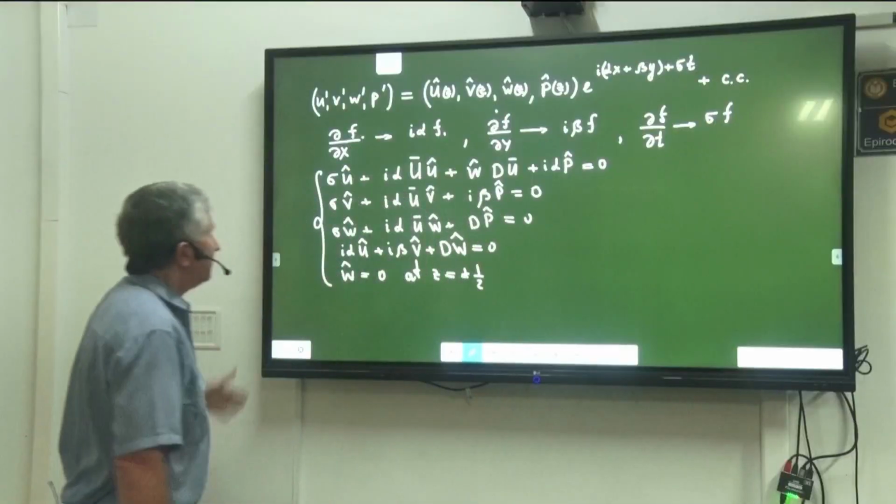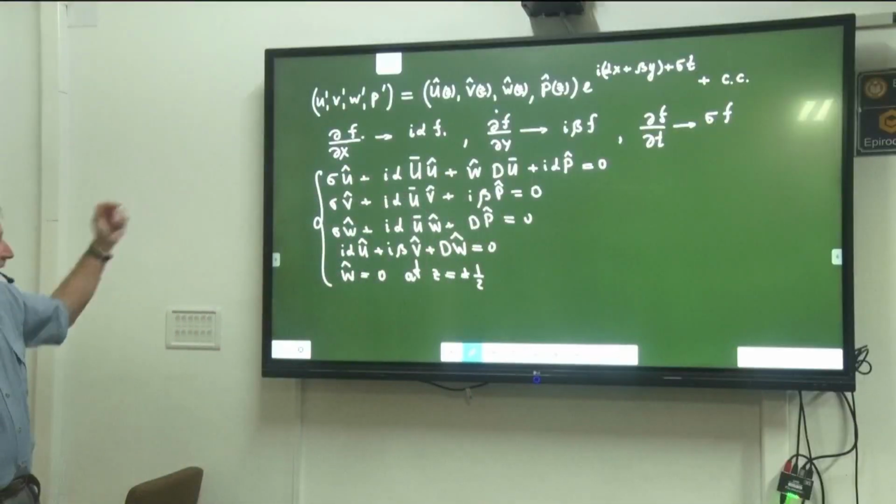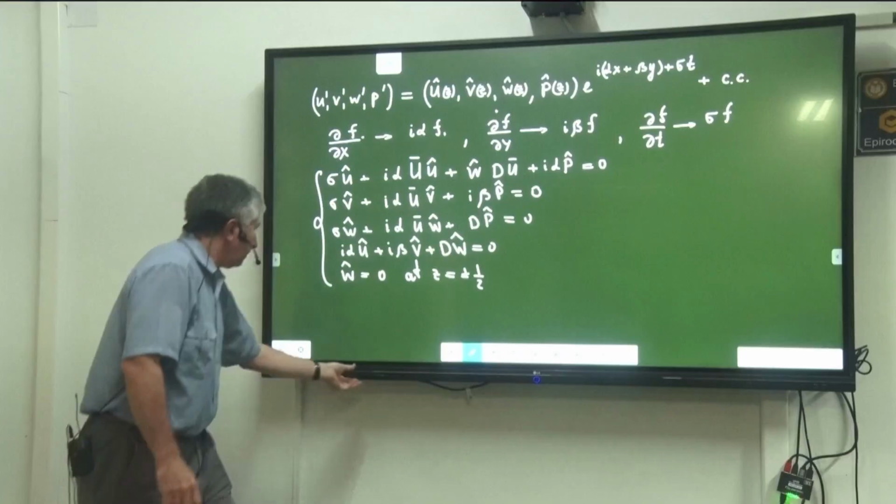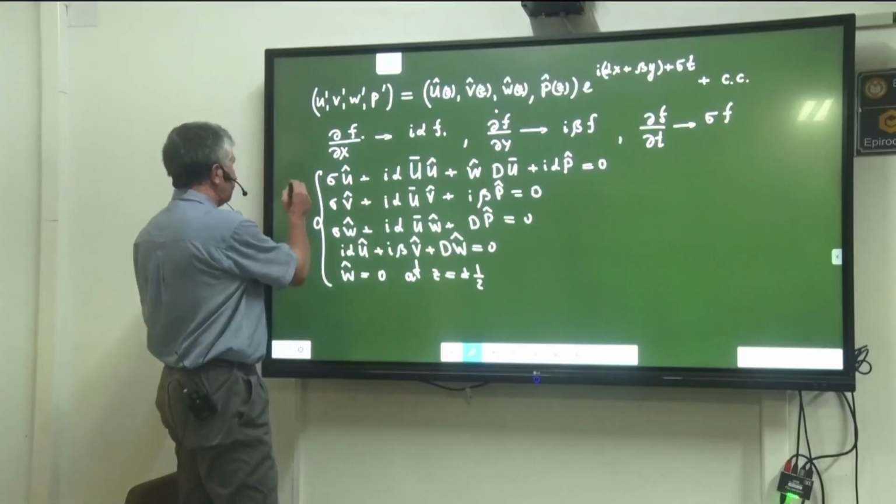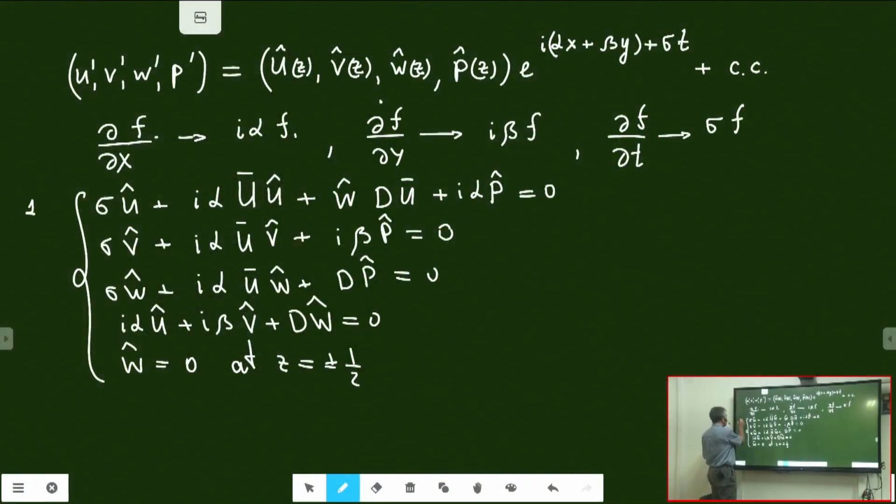All right, guys, so here we are. We have these equations, and maybe for future reference, I will number them: 1, 2, 3, and 4. So let's see what happens with these equations.